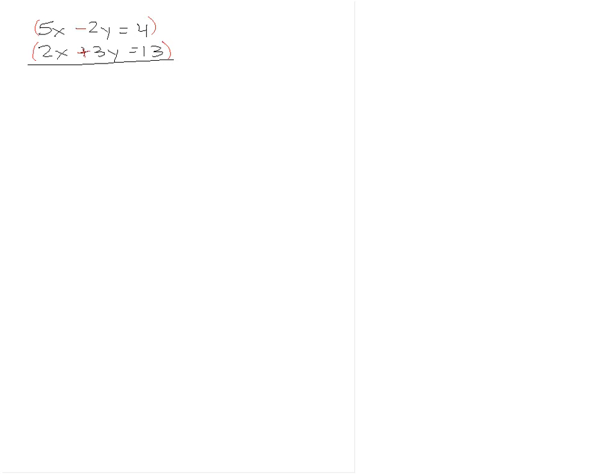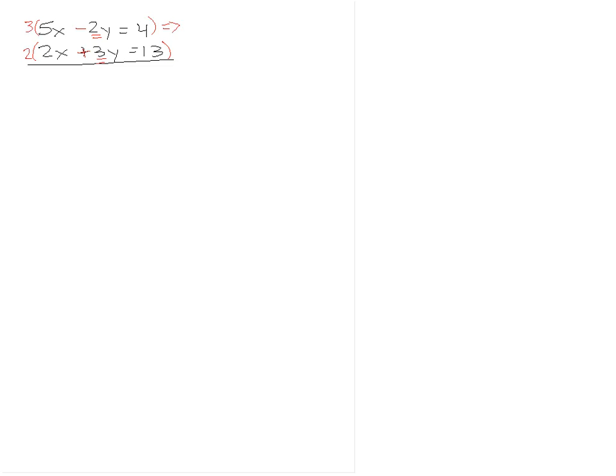Now I have to consider this 2 and this 3. What could I multiply them by to create a number that would be the same? Well, does it make sense for me to say that 6 is a number? I can multiply 2 by something to get 6, and I can multiply 3 by something to get 6. Meaning, if I multiply this whole thing by 3, and I multiply this whole thing by 2, look what happens.